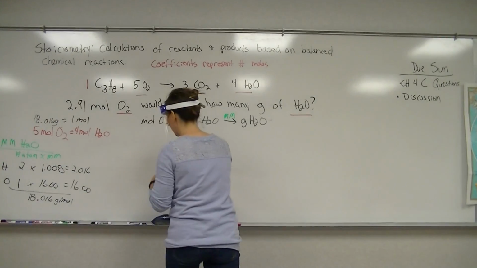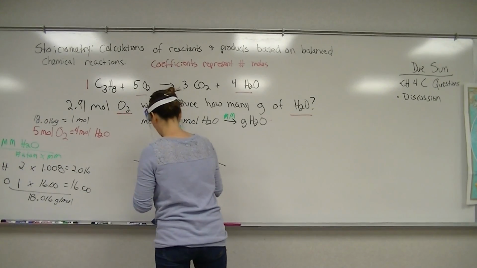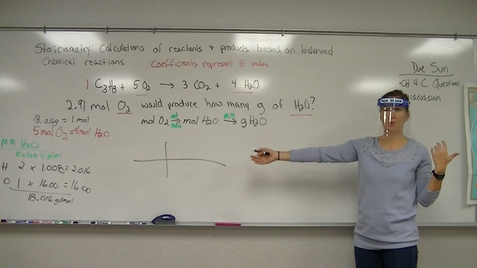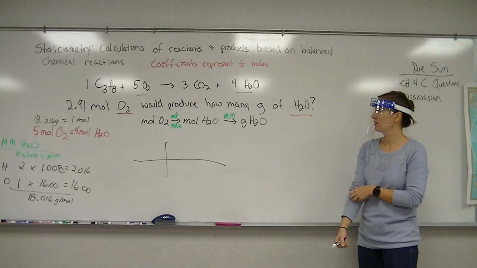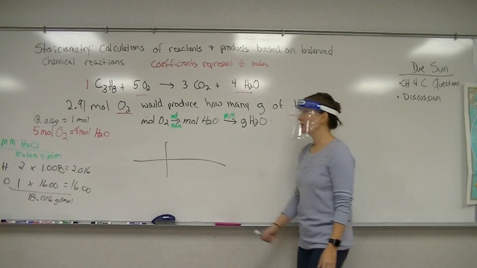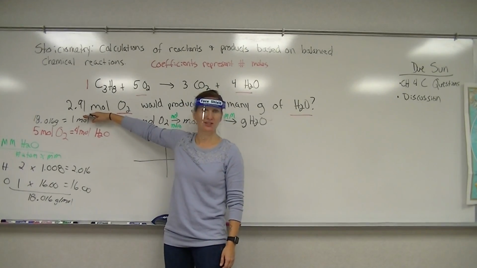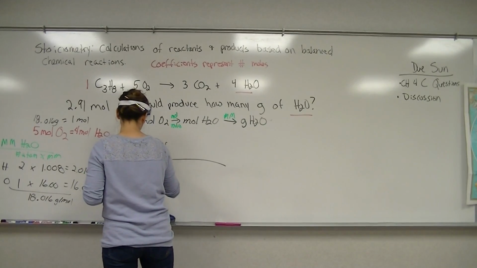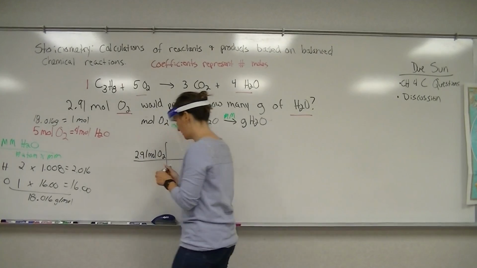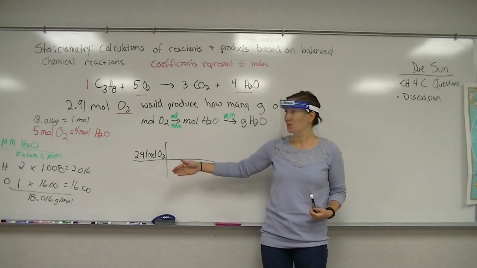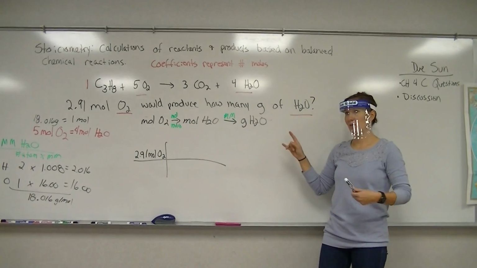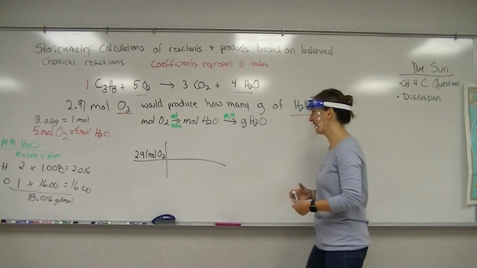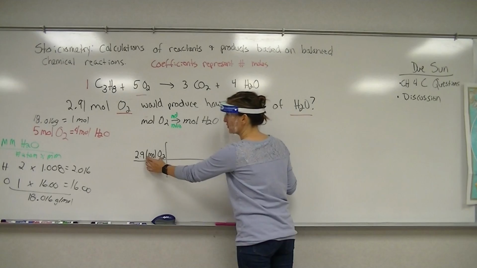Once you have your conversion factors, you can start your railroad tracks. What do I want to start my railroad tracks with, though? What piece of information? 2.91. You start with the number given in the question itself. So we're going to start with 2.91 moles of O2. And the reason I'm writing moles of O2 is because since we're going between 2 different molecules, I want to keep track of which one I'm at.